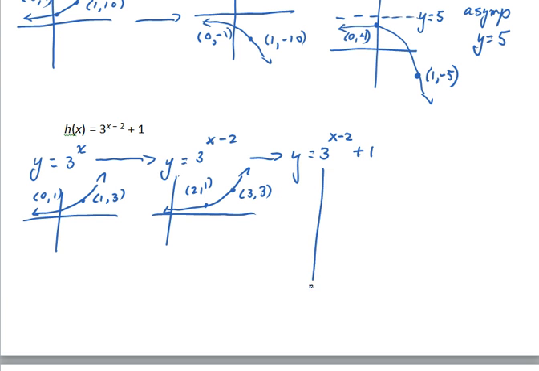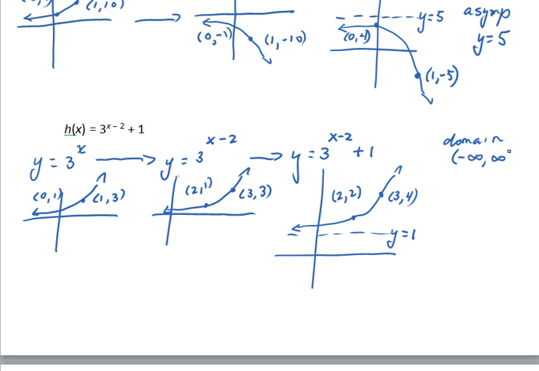And now we're going to go up 1, and so 2 points on the graph will be 2, 2, and 3, 4. The domain, all reals, negative infinity to infinity. The range, from 1 to infinity, not including the 1. And the asymptote, y equals 1.